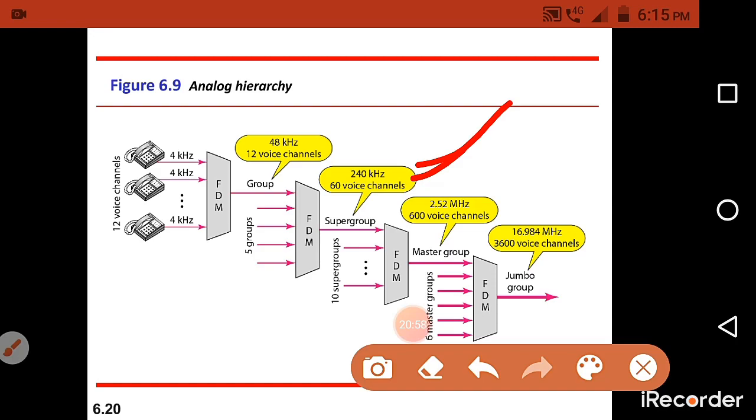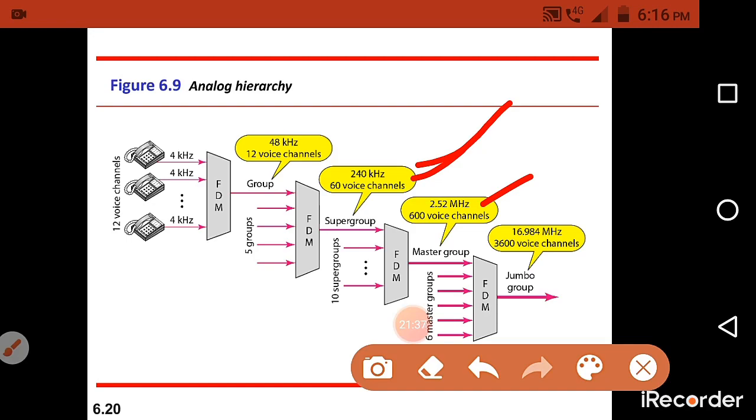But here they have given the bandwidth as 2.52. Why? We need to add some guard bands to avoid overlapping. That's why they have added some additional bandwidth, increasing 2.40 megahertz to 2.52, and there are 600 voice channels, since 60 voice channels per input, with 10 groups, 60 into 10 is 600 voice channels, okay. Again those master groups are input to the next FDM, okay. Each has 2.52 megahertz and contains 600 voice channels.